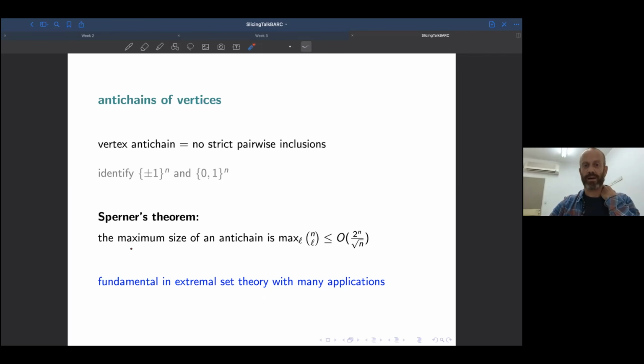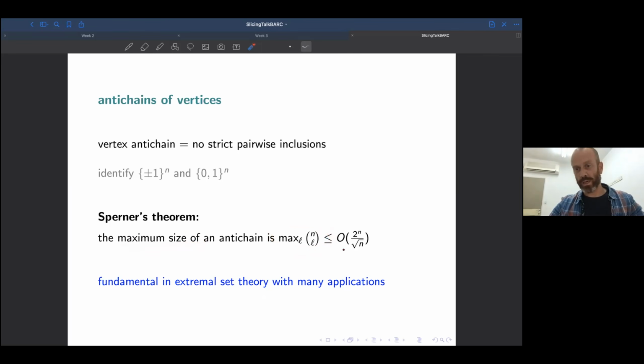Sperner identified the maximum size of an anti-chain. It is the maximum binomial coefficient. This is Sperner's theorem. And we will soon generalize it, so maybe I will not explain how to prove it right now. But now this is an equality. This is the maximum size of an anti-chain.